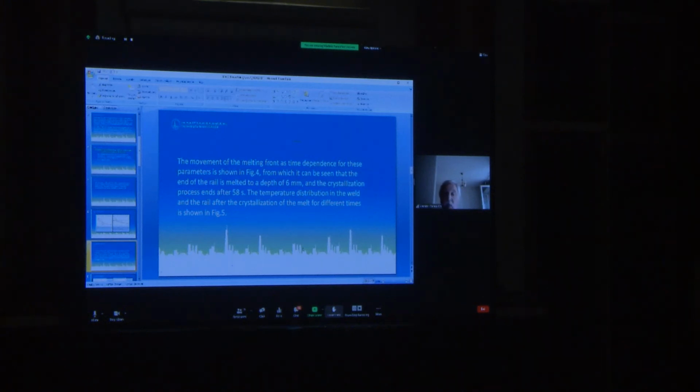The moment of the melting front as time dependent for this parameter is shown in Fig 4, from which it can be seen that the end of the rail is melted to a depth of 6 millimeters, and the crystallization process ends after 58 seconds. The temperature distribution in the weld and the rail after crystallization of the melt for different times is shown in Fig 5.